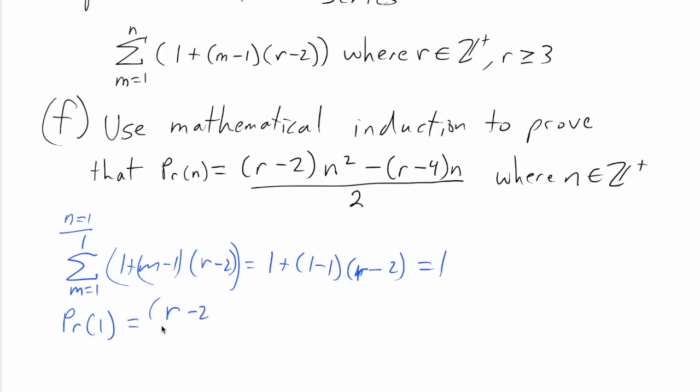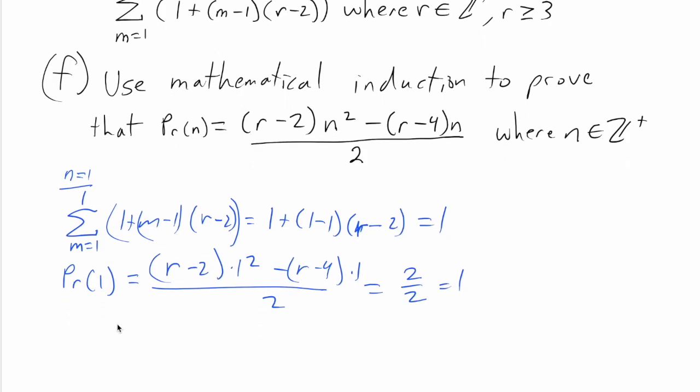r minus 2 times 1 squared minus r minus 4 times 1 over 2. That equals, the r's are going to cancel, and you're going to get a negative 2 plus 4 is 2 over 2, which equals 1. Therefore, it's true for n equals 1.